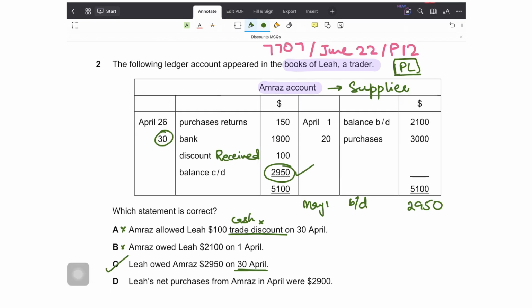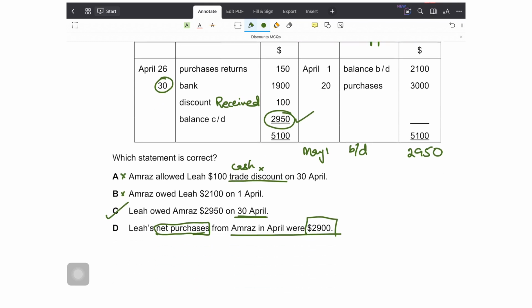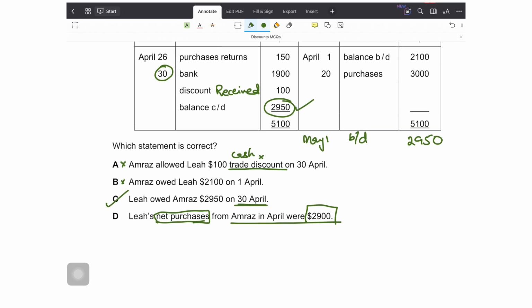Let's read option D as well. Option D says Leah's net purchases from Amraz in April were 2900. Okay, net purchases. Let's calculate net purchases. So what's the formula? We add purchases. There are 3000 in the question. We also add carriage inwards if that is there in the question, but in this question we don't have that.